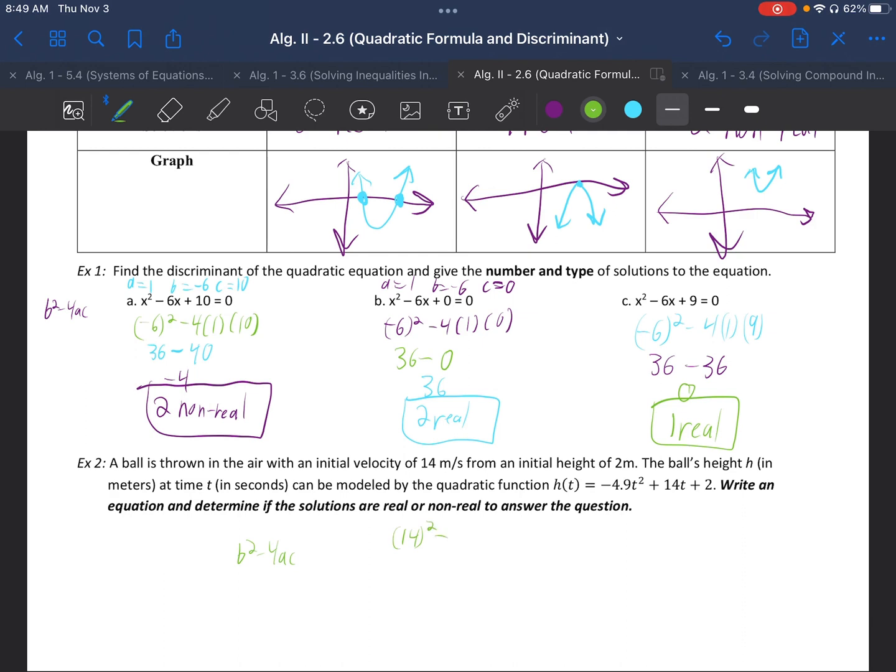So we plug that stuff in and we get 14 squared minus 4 times negative 4.9 times 2. 14 squared is 196. On the right there, negative 4 times negative 4.9 times 2 ends up being a positive 39.2. So then we combine those and we get 235.2. Well, are the solutions real or non-real? Well, they're real, and there's going to be 2 of them. But we were just asked to determine if they are real or non-real.